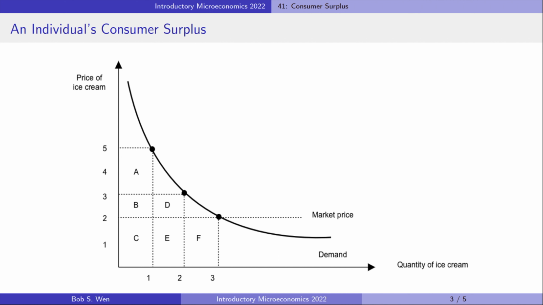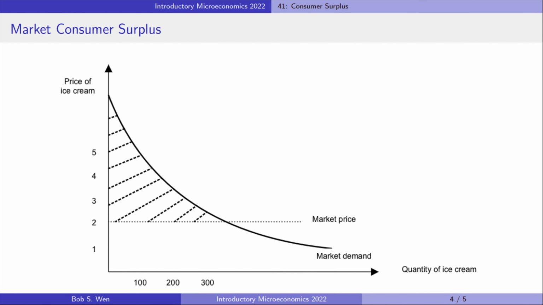Different consumers have different willingness to pay for a given item at each price. To obtain the market demand curve, we can horizontally sum up each individual's demand curve. The market demand curve reflects different consumers' willingness to pay for the good at each price. The area below the market demand curve and above the market price measures the consumer surplus in the market.